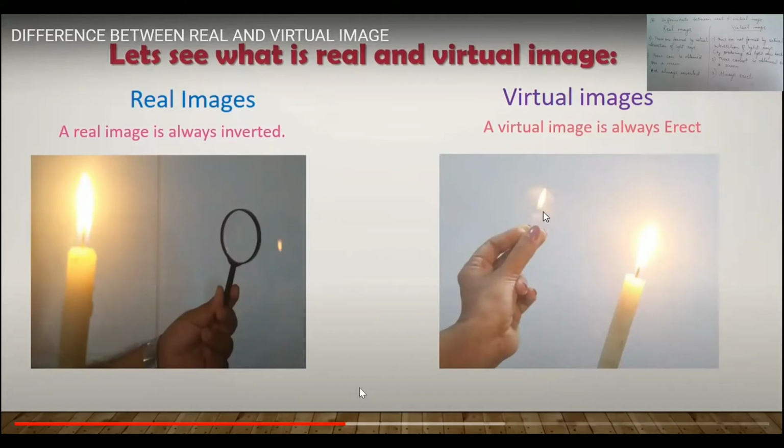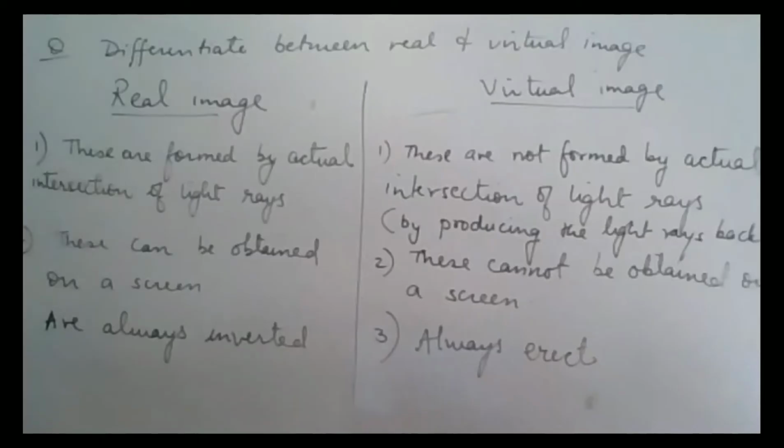The virtual image that you see of yourself in a plane mirror, that is always erect. It's a virtual image, it's of the same size, है ना. Whereas real images, they are always inverted. हमारा आई लेंस जो इमेज बनाता है हमारे रेटिना पे, that is a real image, it is always inverted. So these are the differences that we have listed for real and virtual image. Okay.